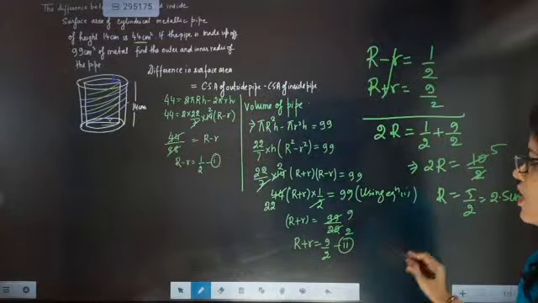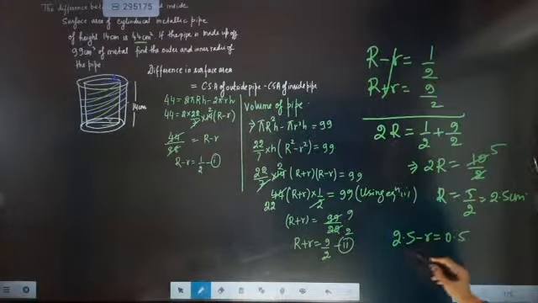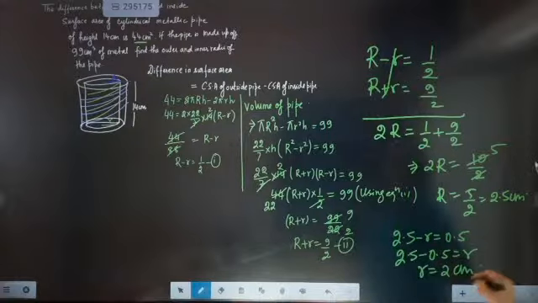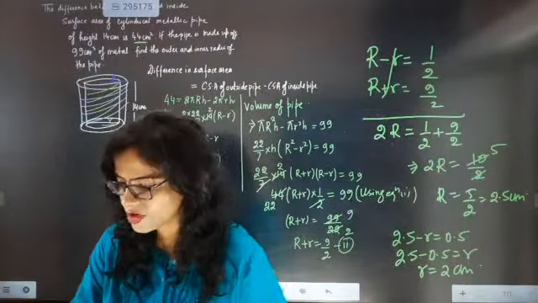So what will be small r? So 2.5 minus r equal to 0.5. So 2.5 minus 0.5 is equal to r. So r will be coming as 2 centimeter. Absolutely correct, Shrutika. I hope Shrutika only got the answer. What about Vishal?